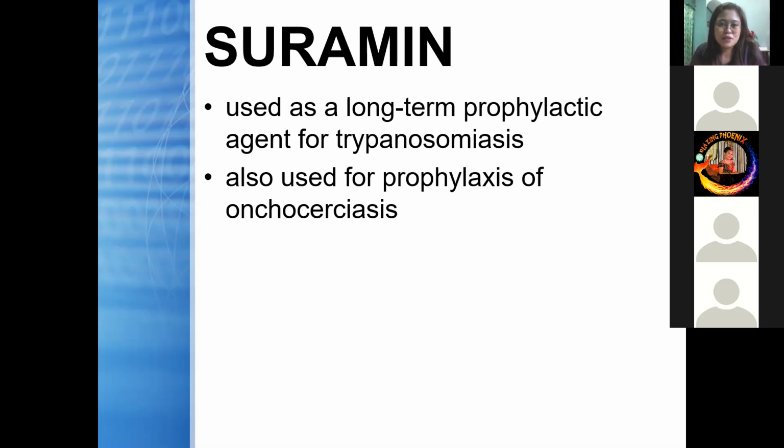And then this is also used for prophylaxis of onchocerciasis. Onchocerciasis is not a protozoal infection. Onchocerciasis is a helminthiasis caused by Onchocerca volvulus, the one that causes river blindness. And this one is carried by the black fly.